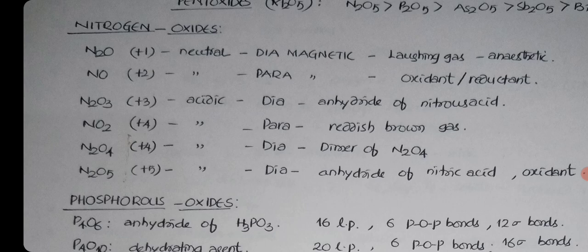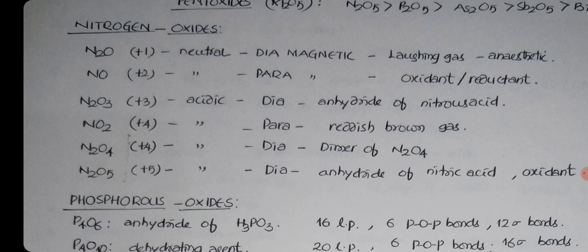N2 plus O2 gives rise to NO. Otherwise, it can be prepared by the oxidation of ammonia: NH3 plus O2, you will get NO. N2O can be prepared from ammonium nitrate. NH4NO3, when it is heated, N2O is formed. NH4NO2, when you are heating, nitrogen is formed. NH4NO3 gives you N2O. NH4NO2 gives you N2.